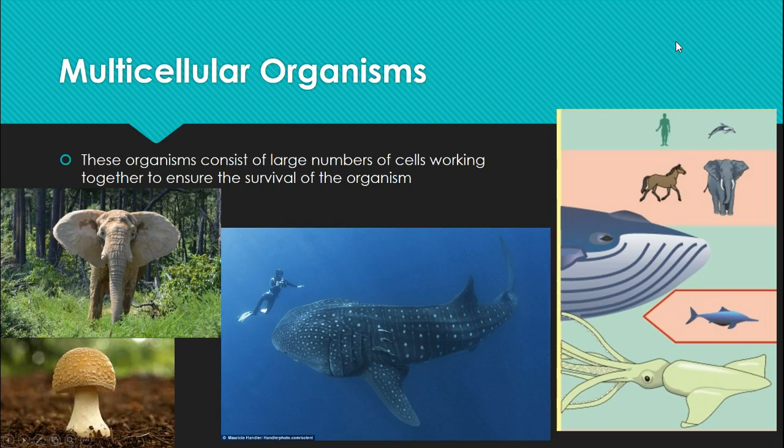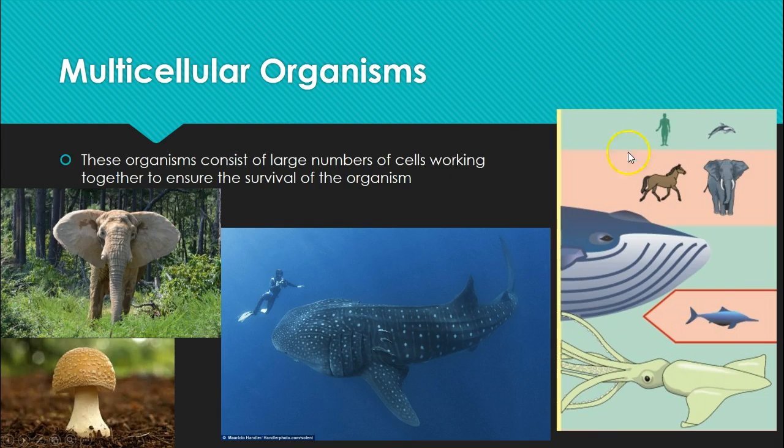So multicellular organisms are made up of large numbers of cells that work together to ensure the survival of the organism. It's estimated that a human being has 35 trillion cells.